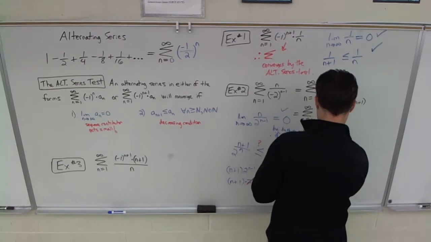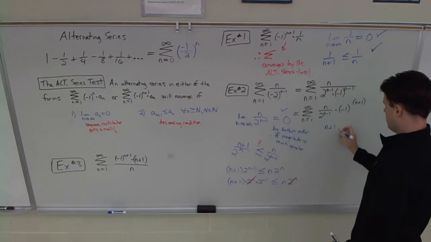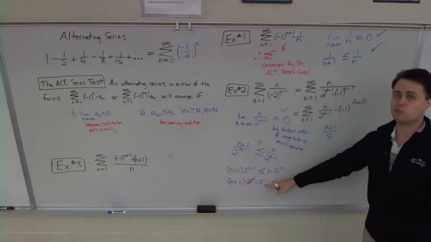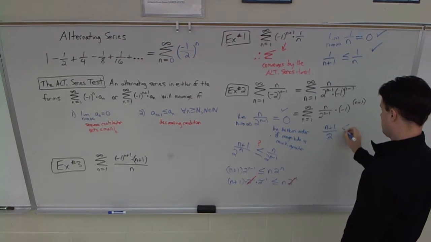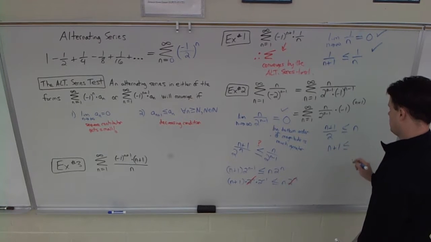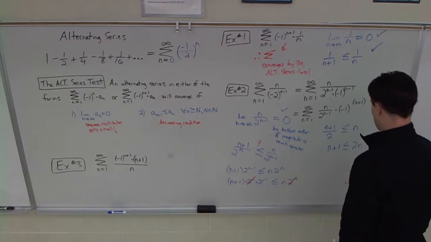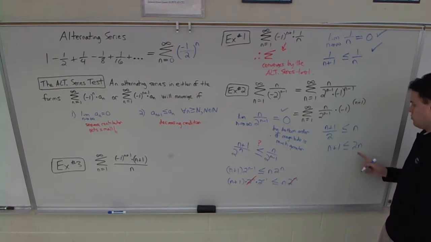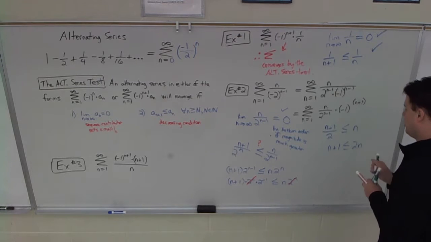So now I've got n plus 1, and 2 to the negative 1 power is 1/2. So that is less than this. That says n plus 1 is less than or equal to 2n. I think that's definitely true, right? Multiplying by 2 is definitely going to be more than just adding 1. Let's see if it's true for all n.